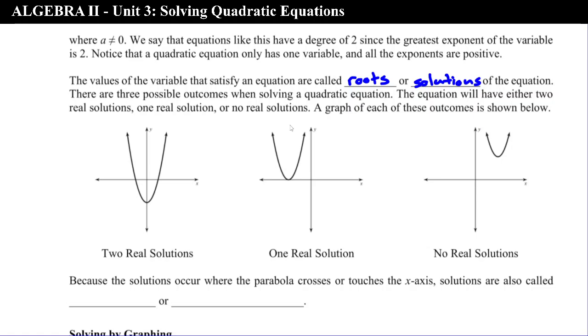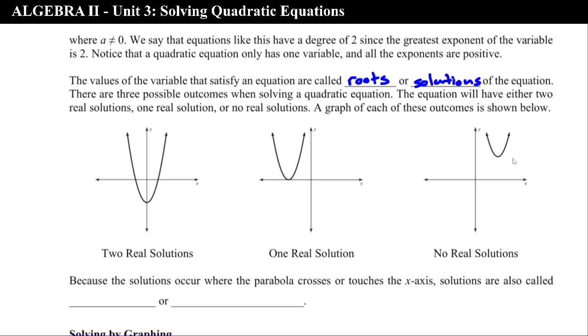Now, there are three possible outcomes when solving a quadratic equation. The equation will have either two real solutions, one real solution, or no real solutions. Here I've provided a graph of what all three of those look like. In the first graph we have two real solutions, in the second we have one, and in the third we don't have any. What do you notice about those solutions? In the first graph we have two solutions and two x-intercepts. In the second graph we have one solution and one x-intercept. And where we have no real solutions, we have no x-intercepts.